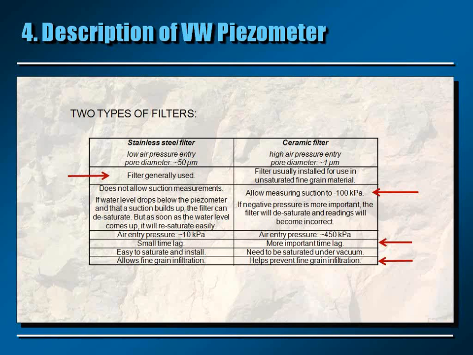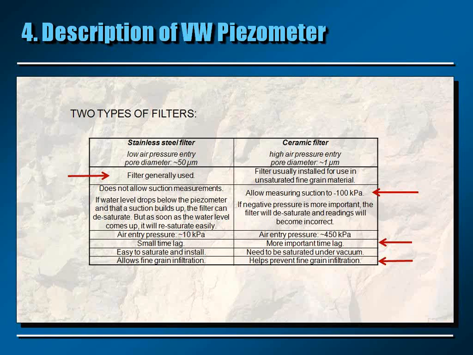There are some important features that have been outlined there with the red arrows. You can see first that the ceramic filter will allow you to measure suction, negative pressure down to about minus 100 kPa. The stainless steel filter cannot do that because it will desaturate quickly. And once it's desaturated, the readings won't be good anymore. You will have to wait for the filter to resaturate, and then it will start again to give good readings.